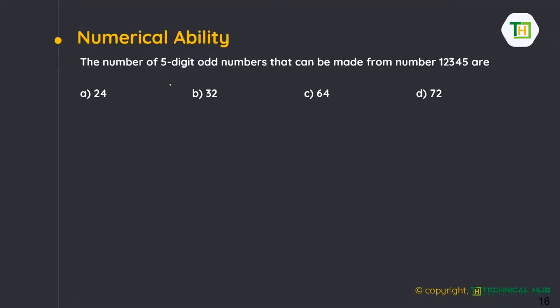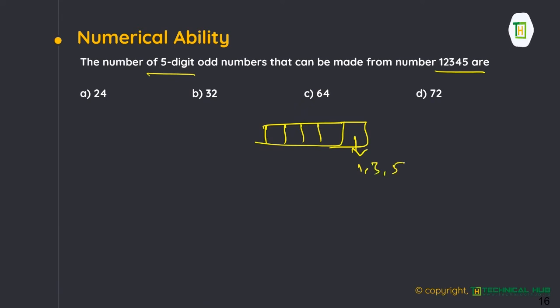Next question. The number of 5-digit odd numbers that can be made from the numbers 1, 2, 3, 4, 5. See, 5-digit odd numbers. Here, the units place might be any of the digits 1, 3, 5. Why? Because if you want the odd number, definitely it must end with any of the 3 digits 1, 3, 5.